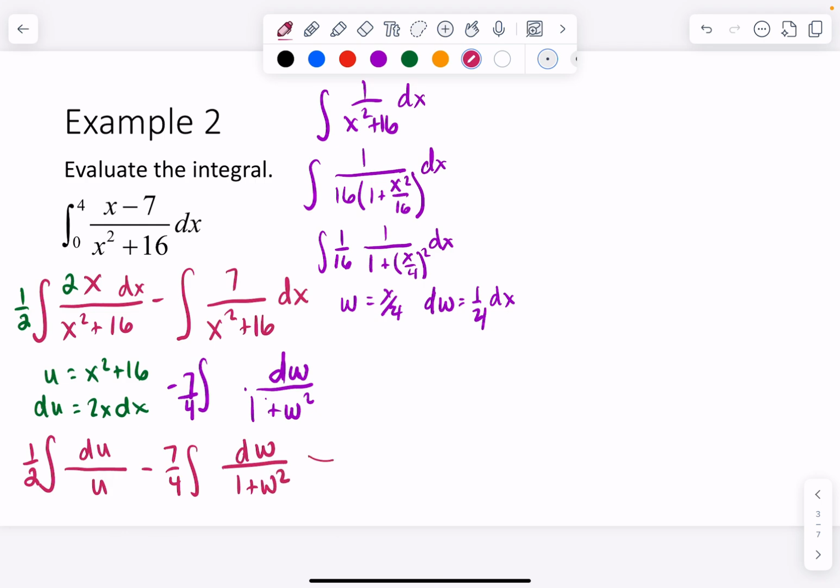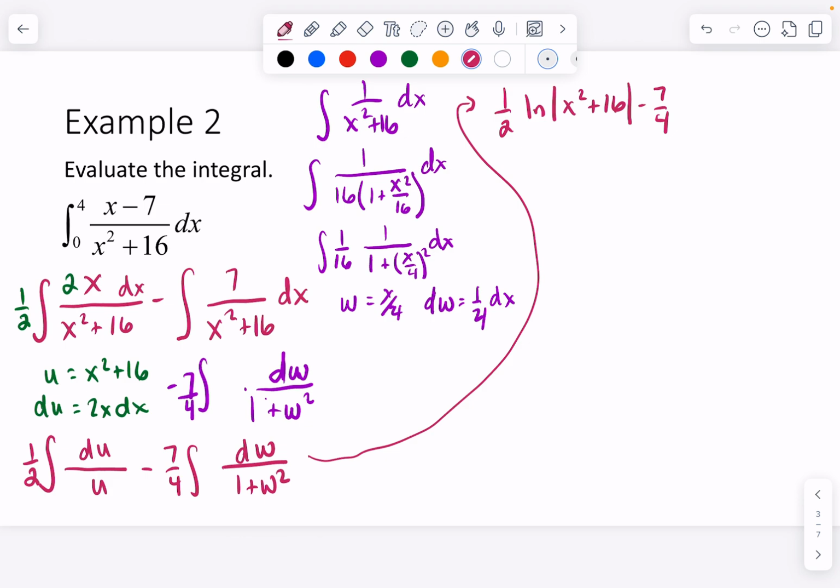So then, taking that up over here, I have 1/2 ln of x squared plus 16, minus 7/4. The integral of that other piece is inverse tangent of my w, which in this case is x over 4. And now remember, don't forget about those integral limits. We have to add those in now at the very end. And ooh, this got me because I made a mistake. Because I wasn't thinking, but that's okay.